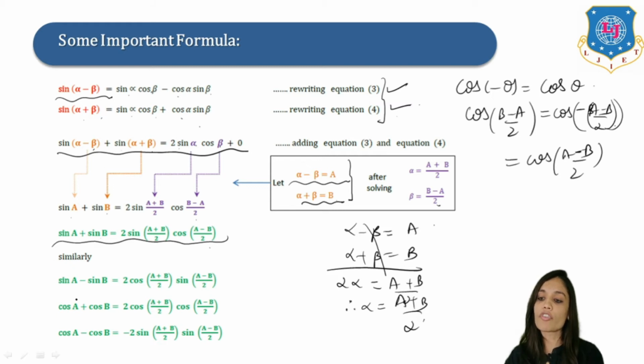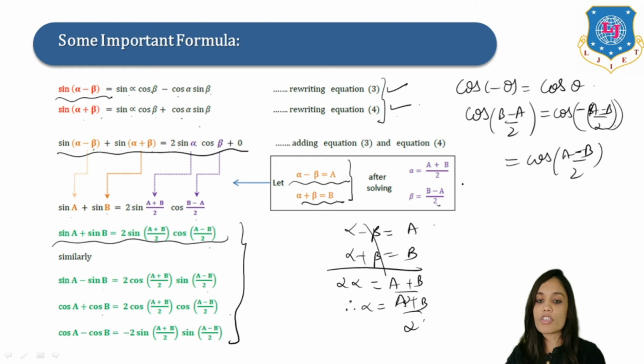Similarly, you can find the formula of sin A minus sin B, that is 2 cos A plus B by 2 into sin A minus B by 2. Similarly, cos A plus cos B will be equal to 2 cos A plus B by 2 into cos A minus B by 2. And lastly, cos A minus cos B, here minus will come. So minus 2 sin A plus B by 2 into sin A minus B by 2.